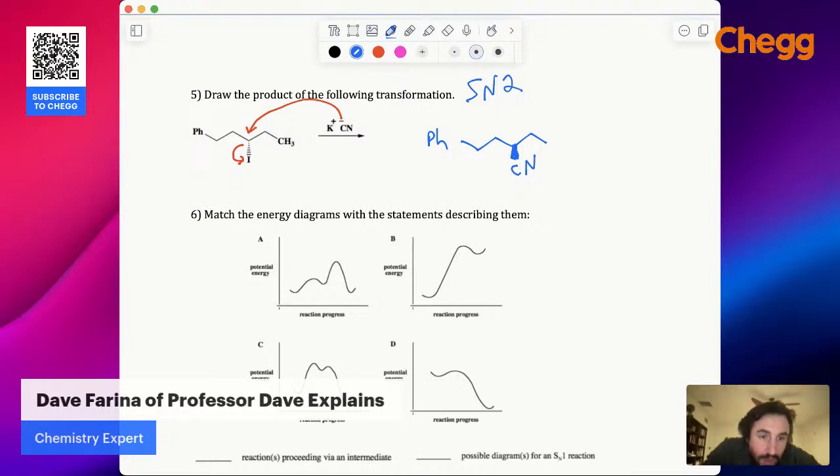Yes, carbocation formation is the rate determining step. We will look at that right now. Can you move the title so we can see the full screen?